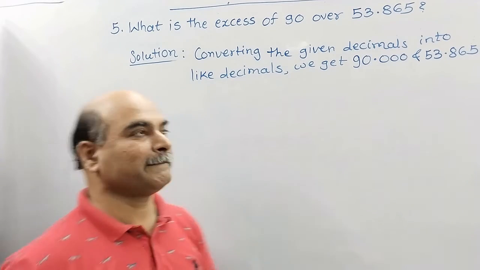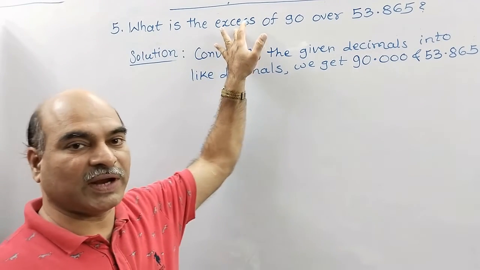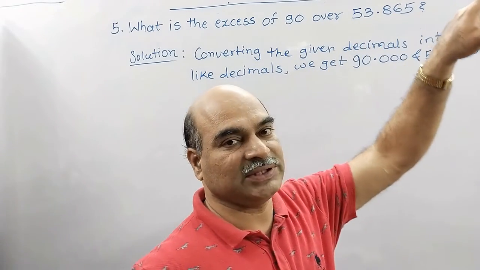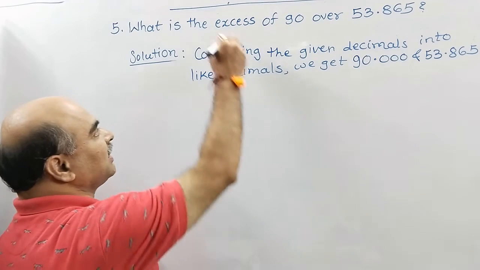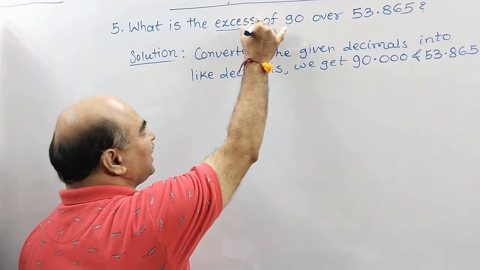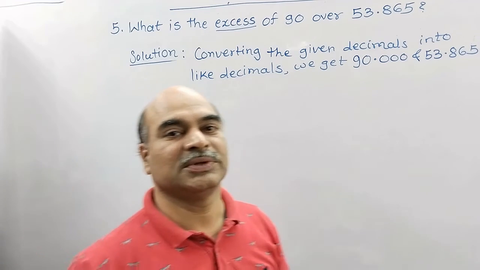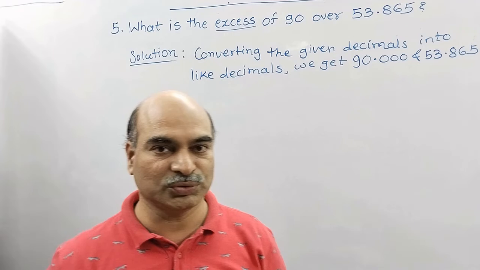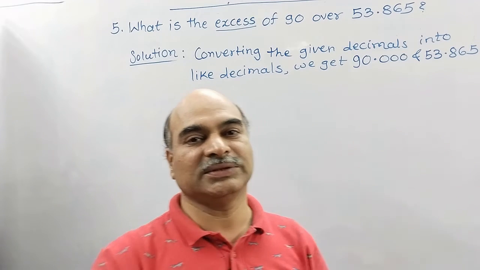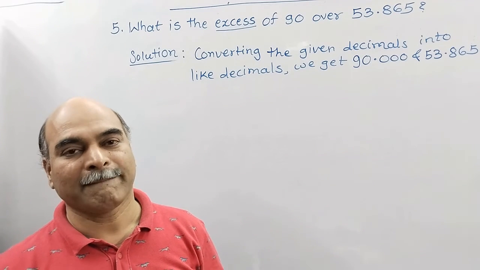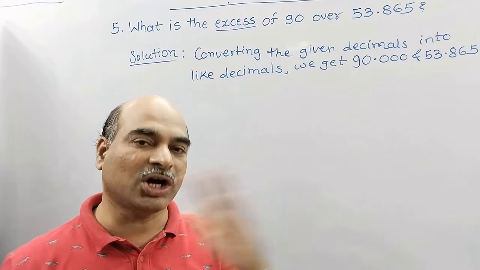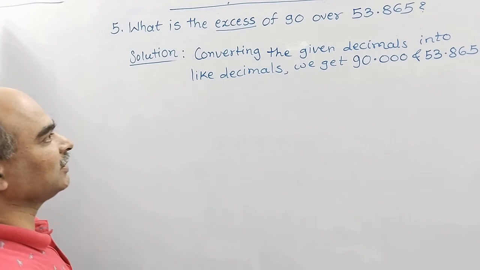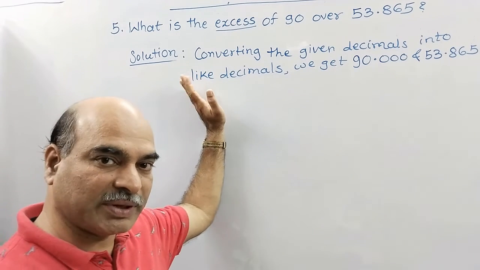Sum number 5. What is the excess of 90 over 53.865? Again the word is changed. Excess. Excess, less, different, take out, these kinds of words you will get in these word problems. So all these are examples of subtraction. So here this is an example of subtraction.